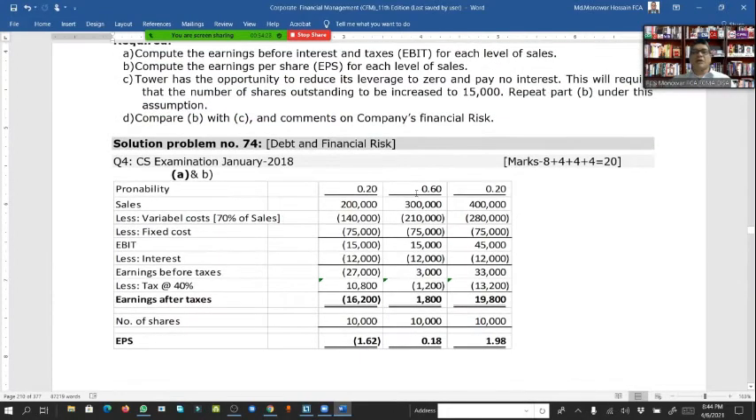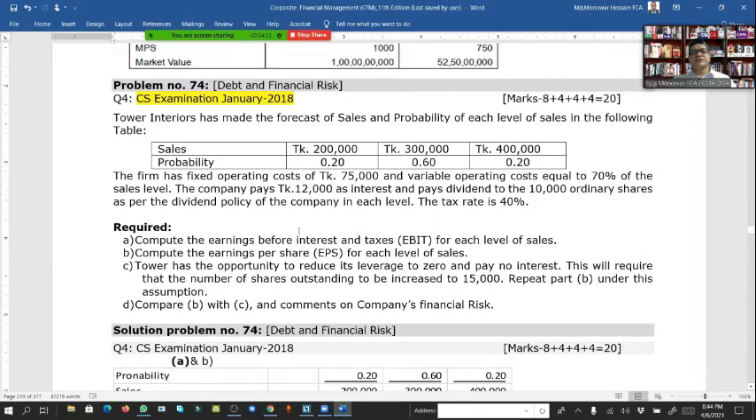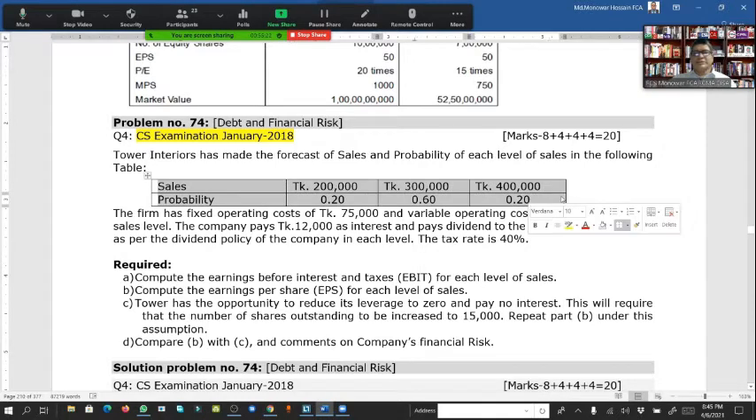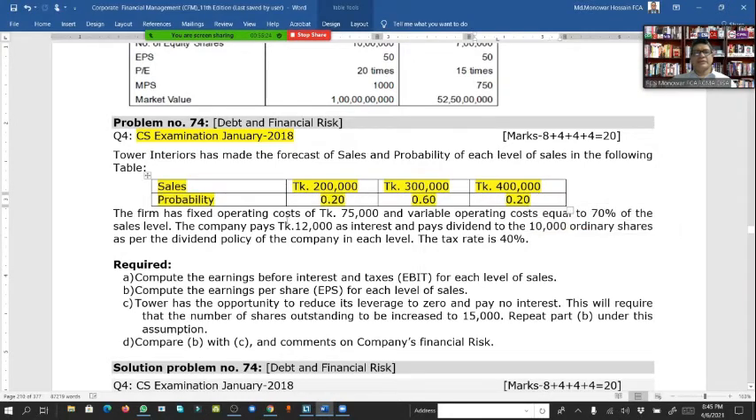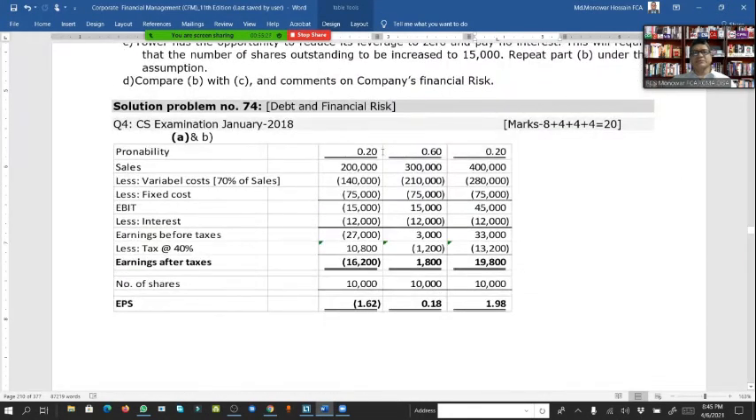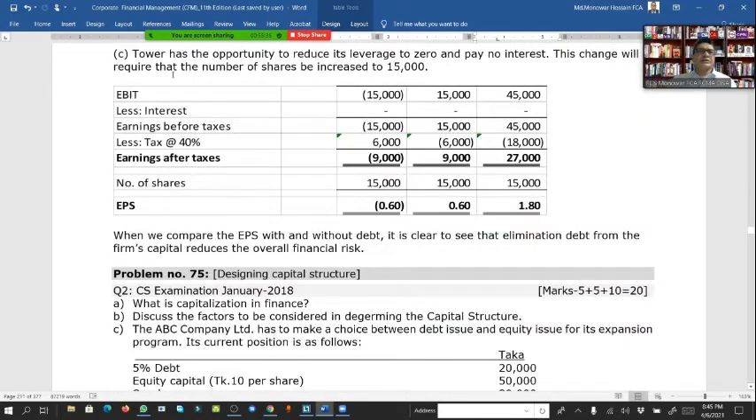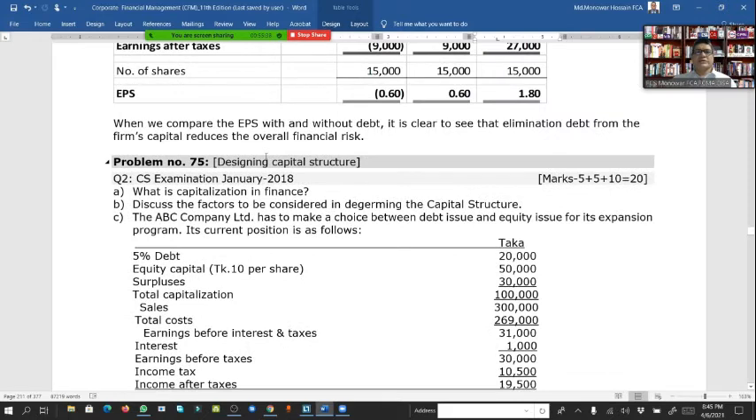Here using the probabilities 0.2, 0.6, 0.2. We know the probability. Look here, if sales are 2 lakh, its probability is 0.2. If sales are 3 lakh, probability is 0.6. So this is the probability with the sale, and this calculation is here. The first line is probability, and based on that all calculation here, EPS this way. And the second part, third part, another math.